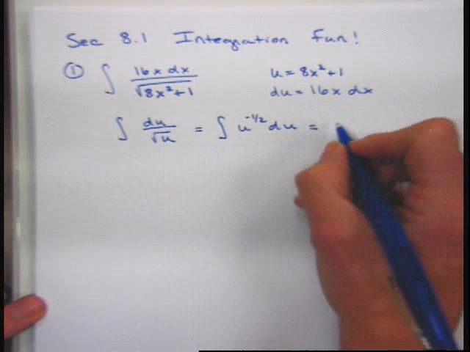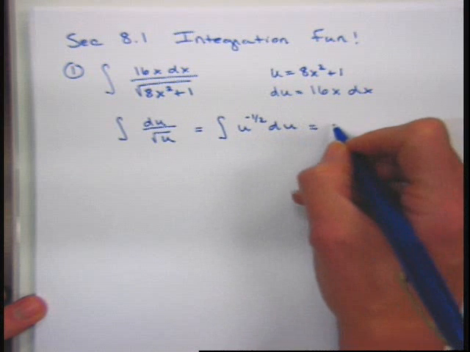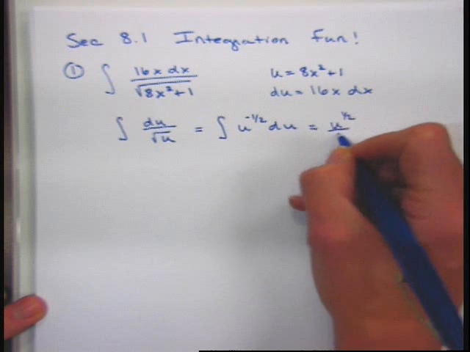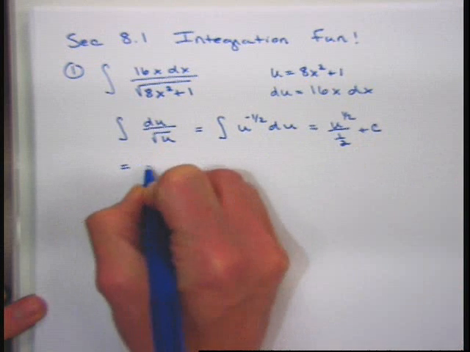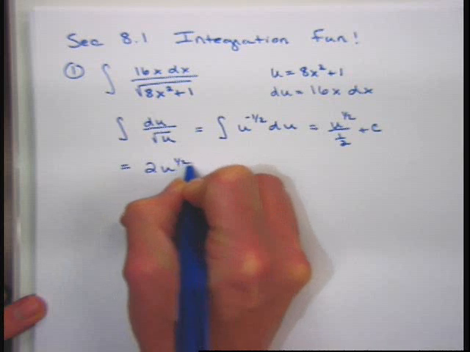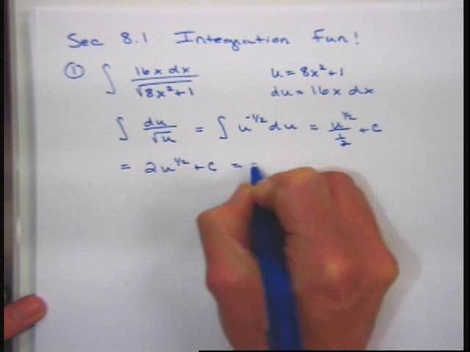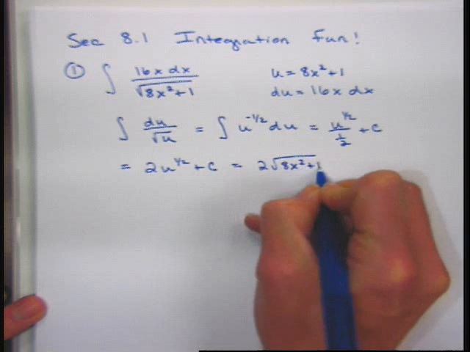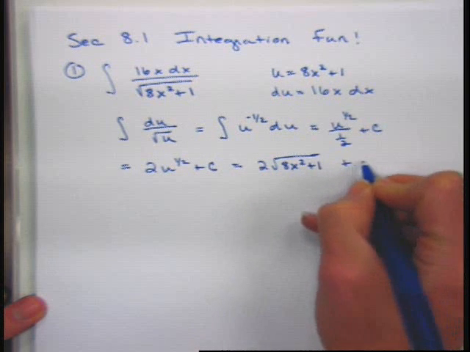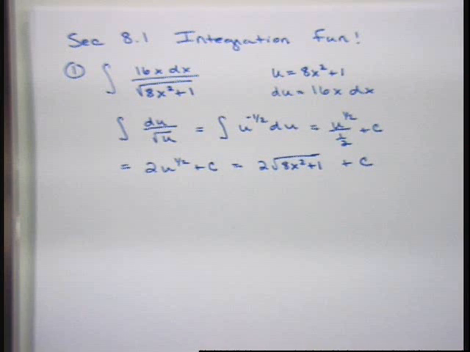So this is going to be u to the 1/2 over 1/2 plus c, or 2u to the 1/2 plus c, which is 2 square root of 8x squared plus 1 plus c. Remember, every integration problem can be checked by differentiating your answer.